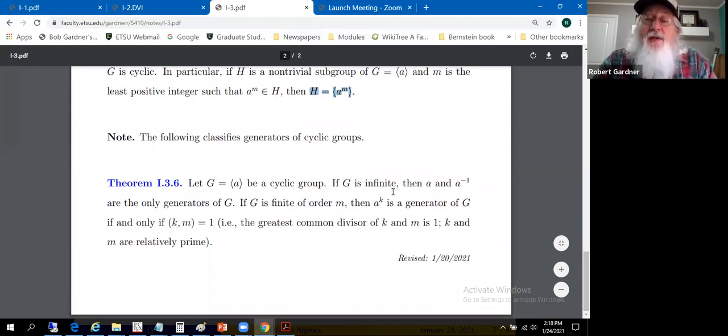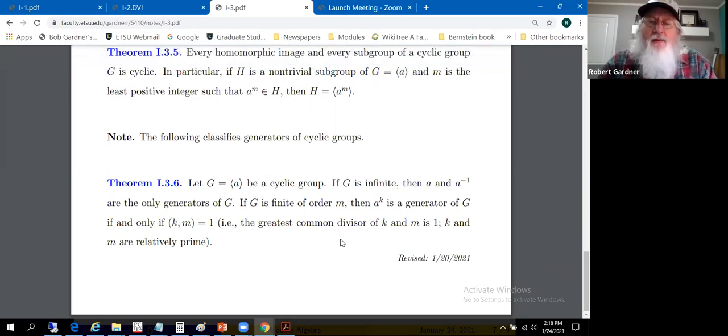If G is infinite, the claim is A and A inverse are the only generators of G. If G is finite of order m, then A to the k is a generator of G if and only if k and m are relatively prime. This notation out of chapter 0 represents the greatest common divisor of k and m. So the greatest common divisor of k and m is 1. That is, k and m are relatively prime. It's also called coprime sometimes.